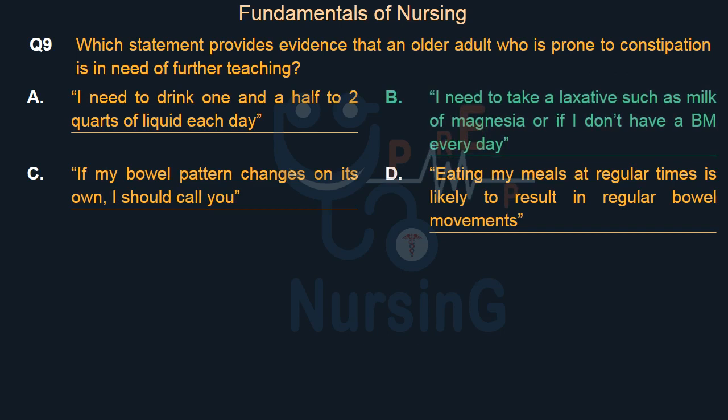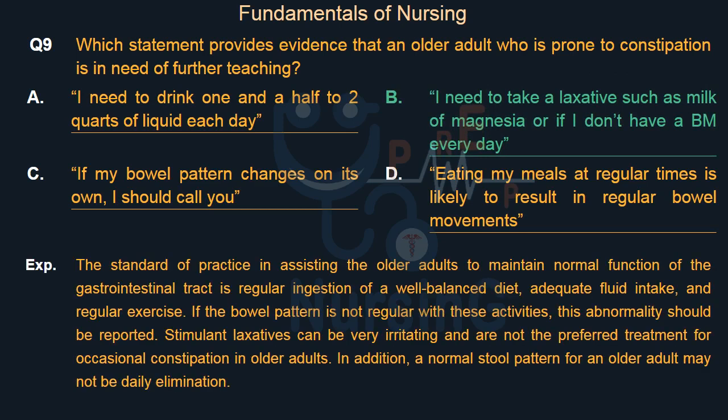I need to take a laxative such as milk of magnesia if I don't have a BM every day. The standard of practice in assisting the older adults to maintain normal function of the gastrointestinal tract is regular ingestion of a well-balanced diet, adequate fluid intake, and regular exercise. If the bowel pattern is not regular with these activities, this abnormality should be reported. Stimulant laxatives can be very irritating and are not the preferred treatment for occasional constipation in older adults. In addition, a normal stool pattern for an older adult may not be daily elimination.